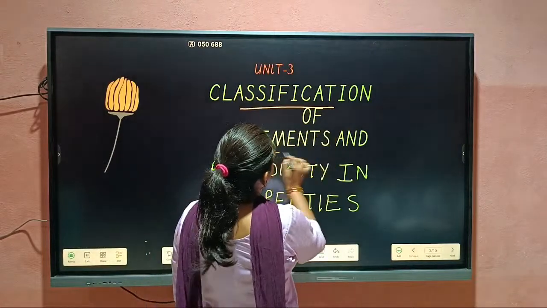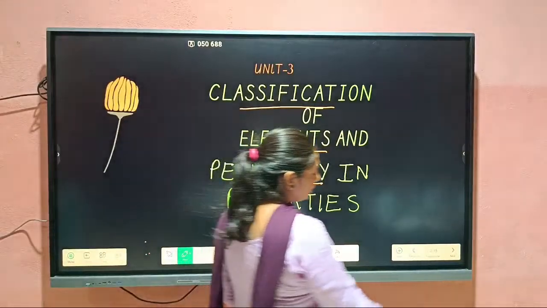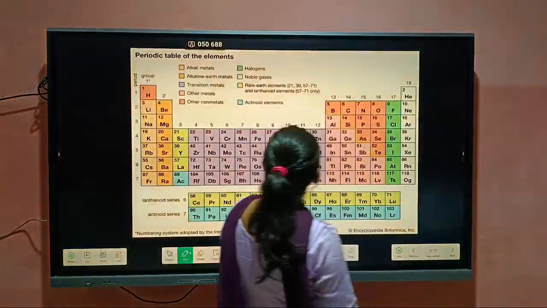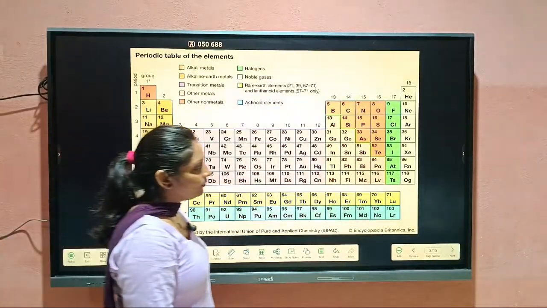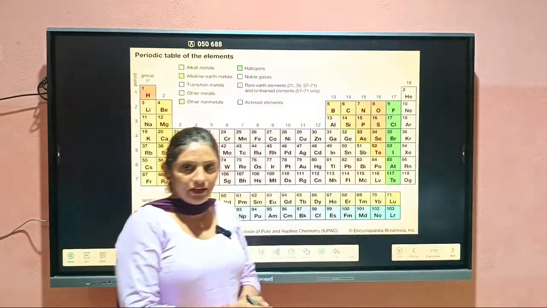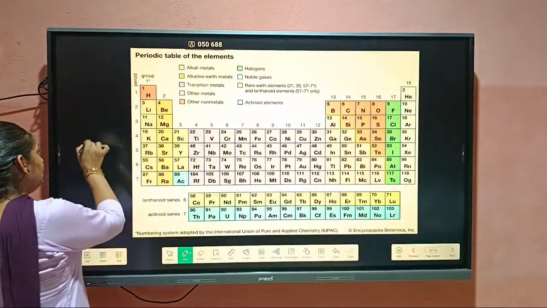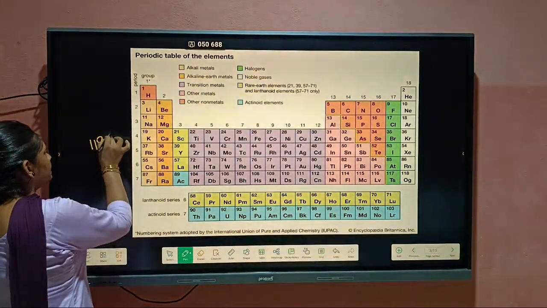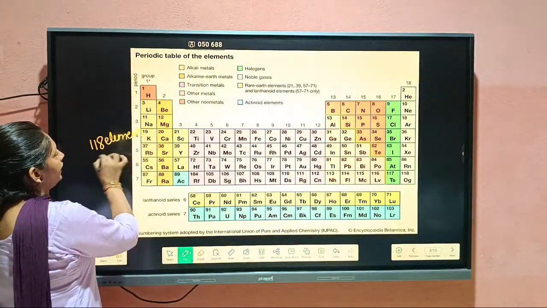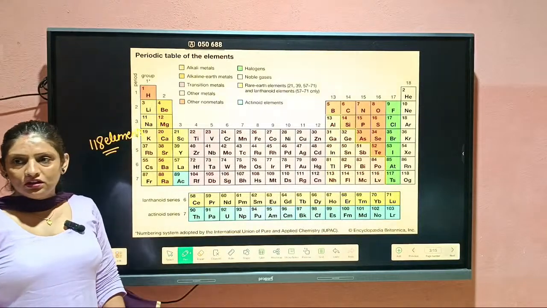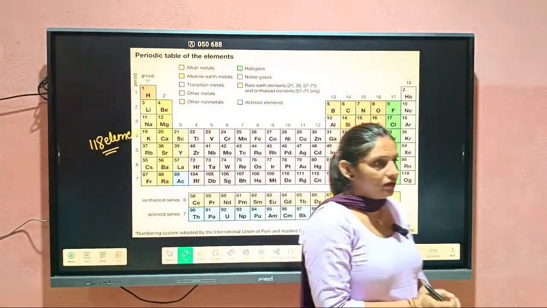Classification of elements and periodicity in properties. Students, I think you have studied about the periodic table in class 10th. This is the periodic table. There are a total of 118 elements. It is known as the modern periodic table.